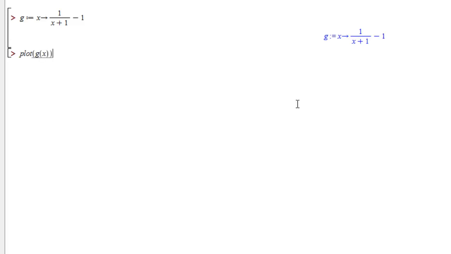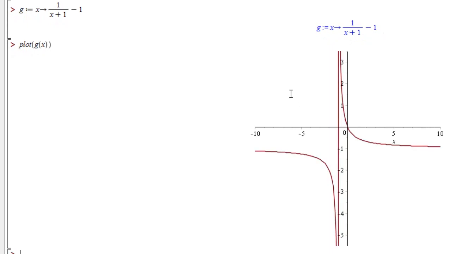And I'm just going to do a basic plot and not worry about arguments for the moment and see what comes out. Okay, so what you see here is we have the graph of g of x. And those nice curvy lines are actually the graph of g of x. And then you've got that line up through minus 1 where the asymptote is.